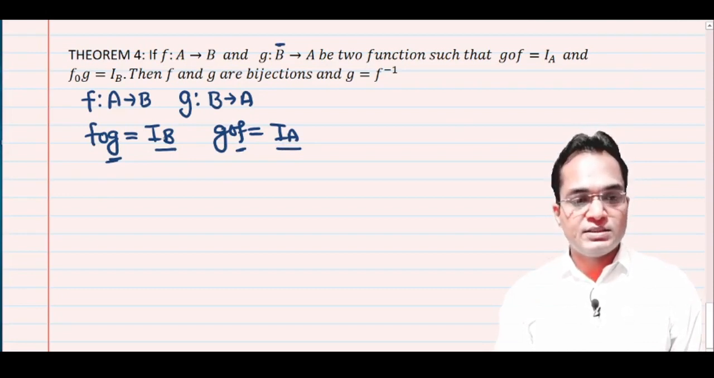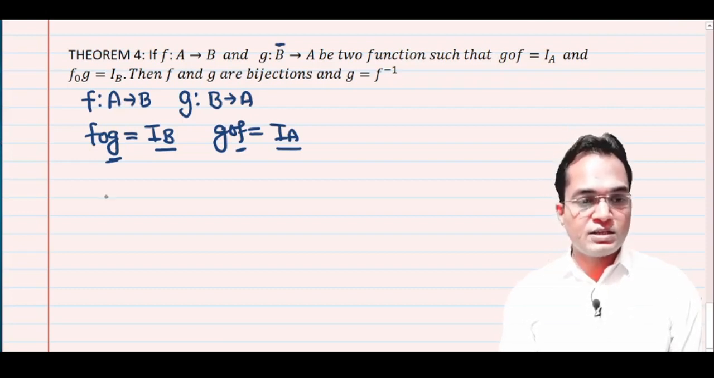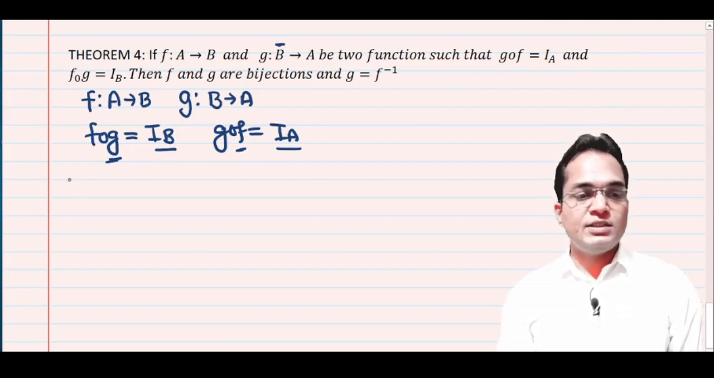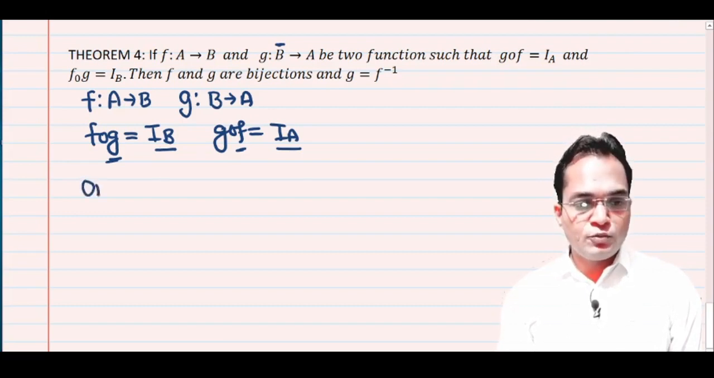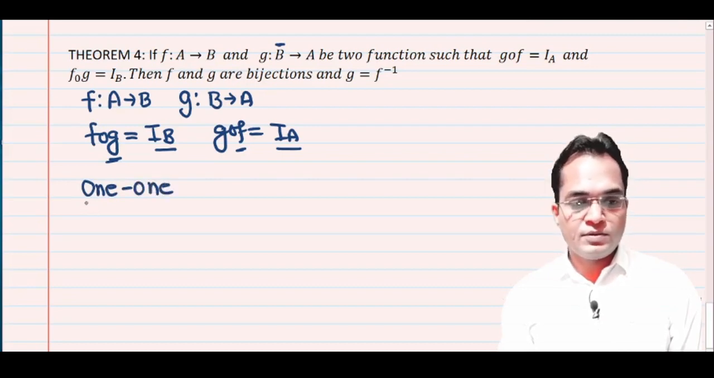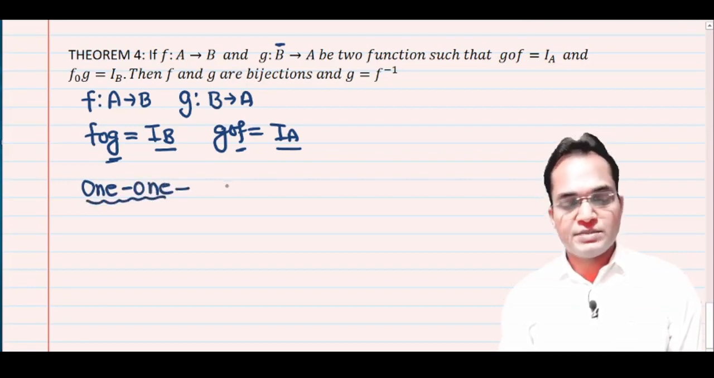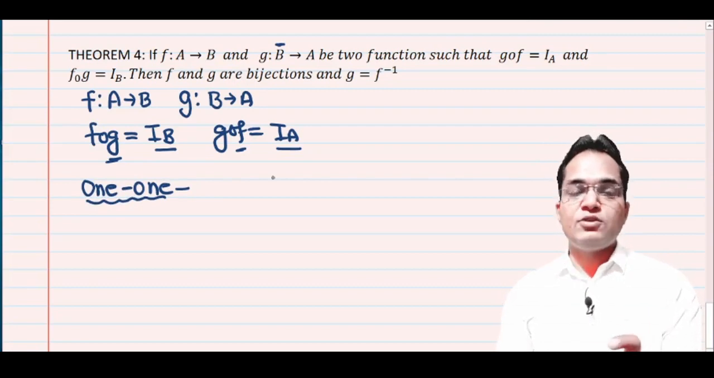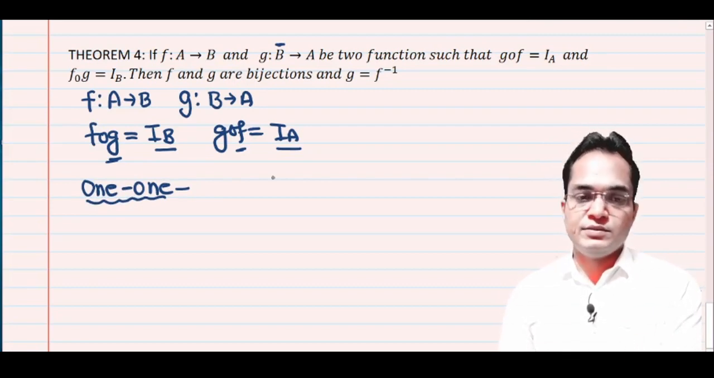For bijection we have to prove that both the 1-1 and onto natures hold. Let the function be f. For the function f, first of all we are going to prove whether it is 1-1 or not. We have to check it. What is the basic concept to prove a function is 1-1?